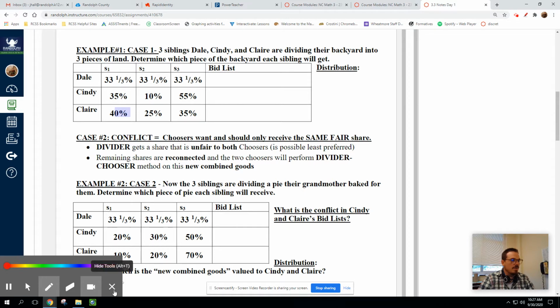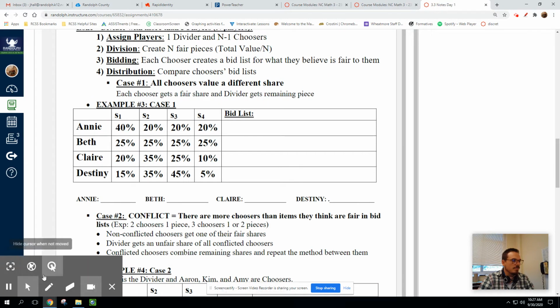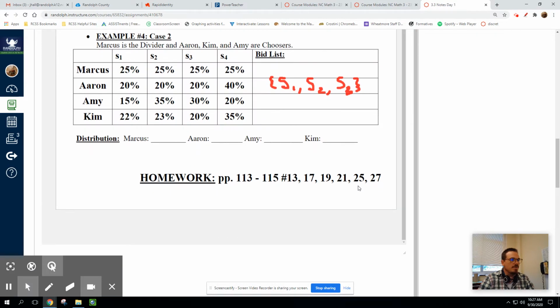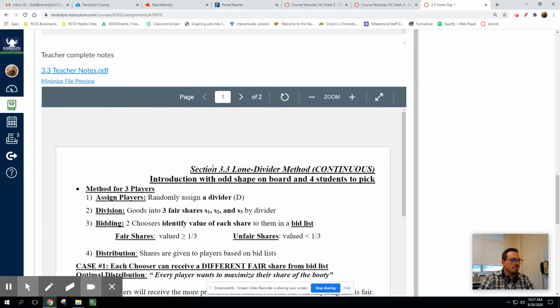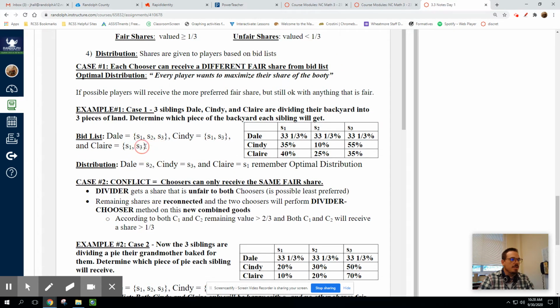I'm going to come down here to the one that's already filled out. See, in his bid list, you just put these in that table, these are the ones that are fair to Dale. All three pieces of land are fair to him. For Cindy, only the first and the third are fair. And for Claire, the first and the third are fair.